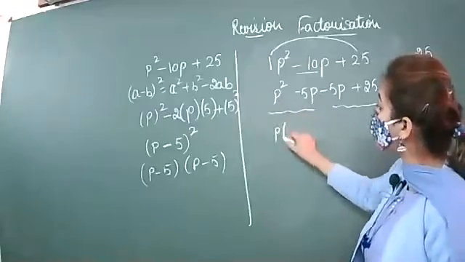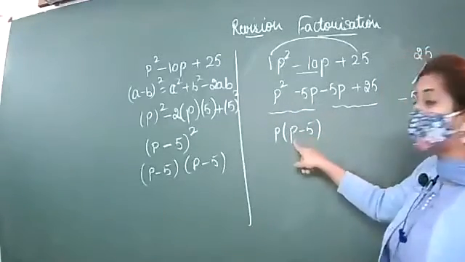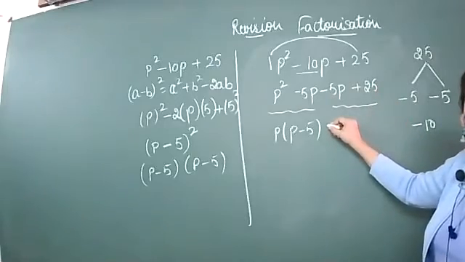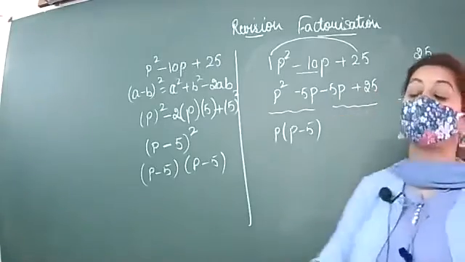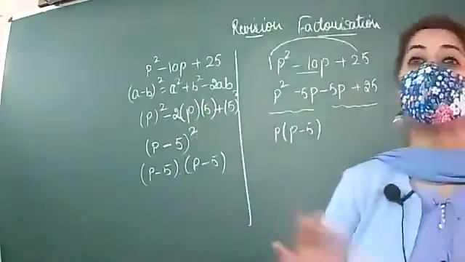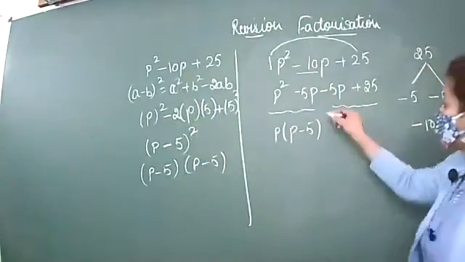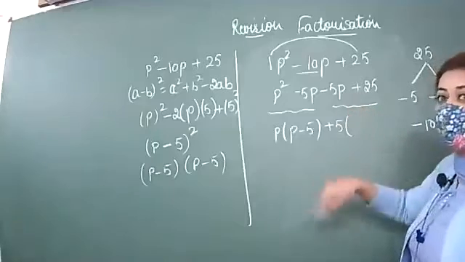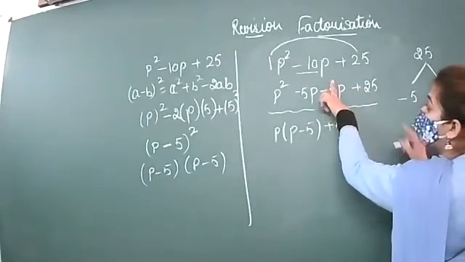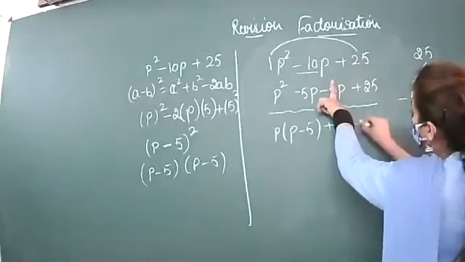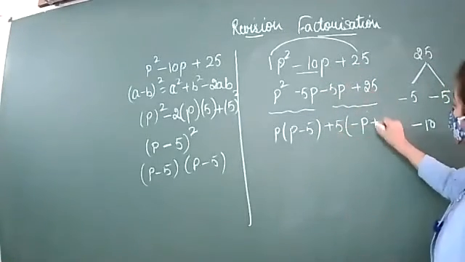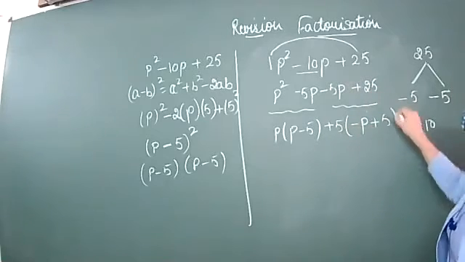From here, you will take p common. You are getting p minus 5 inside the bracket. From here, what will you take common? Minus 5 common. But if you have any doubt, in the first step, you can take plus 5 common. After that, you will change the sign. So take plus 5 common, as you have already learned in the previous questions. 5 you have taken common, what is left? Now, from here you have taken 5 common, so plus will be the same, 5 fives are 25.